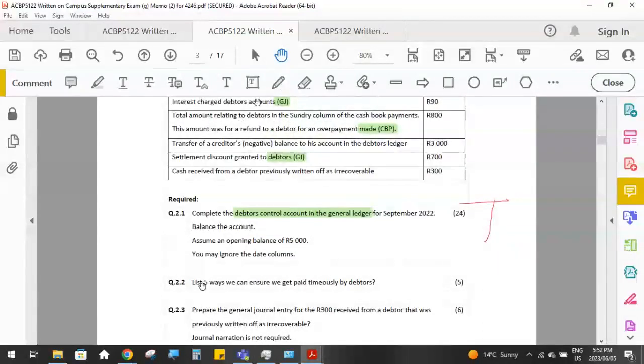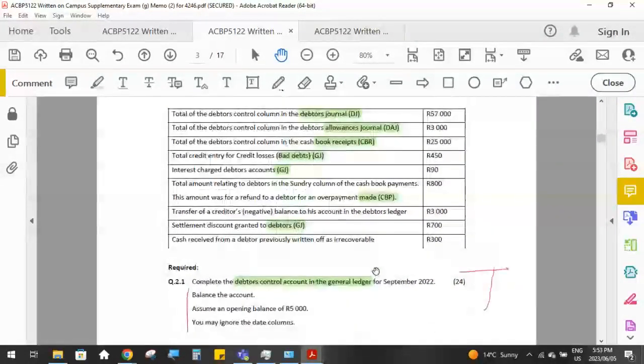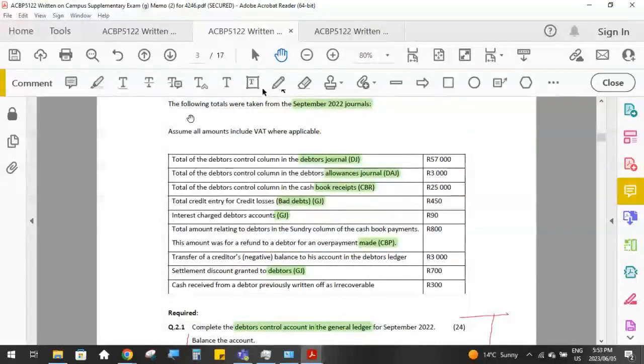Please always read all of the instructions, very, very important. We must balance the account. We must assume that the account had an opening balance of 5,000 Rand at the beginning of the month, and we can ignore the date columns. We don't have to fill those in. And also very important at the top here, always read all the information and pay attention to it. Assume that all amounts do include VAT where applicable, because we are now registered VAT vendors.